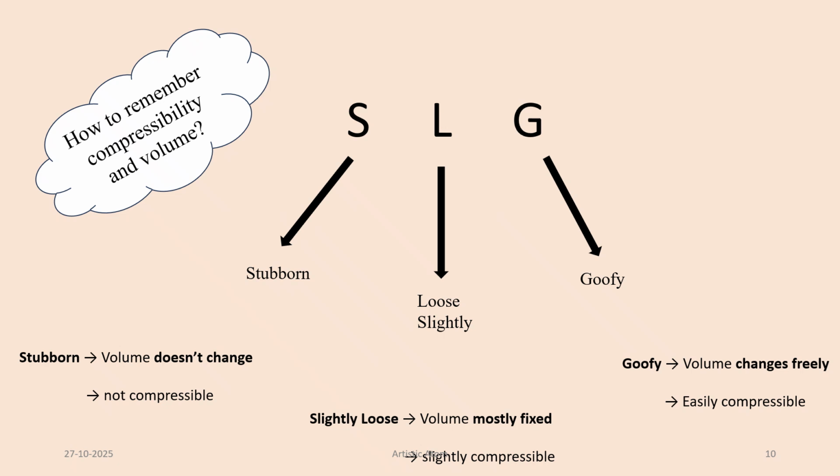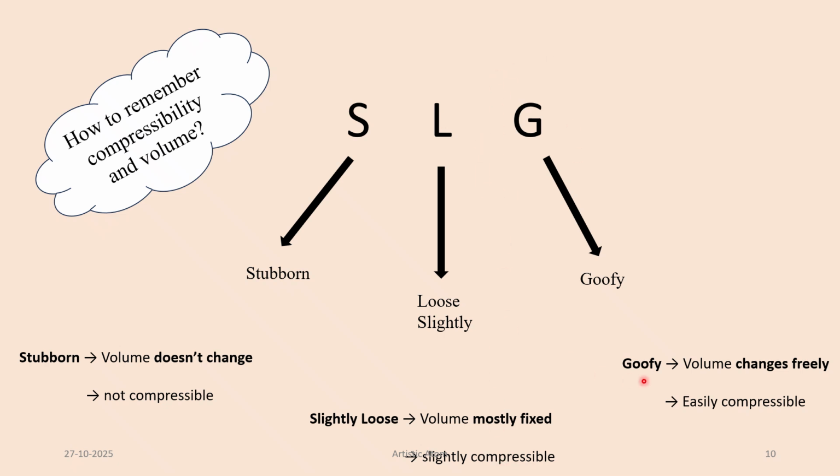S stands for solid, liquid, and gas. When we talk about solids, they are stubborn. So stubborn means they do not change volume. And as they are stubborn, they do not even compress. Next, when we talk about liquids, they are loose slightly. So when I say the term loose slightly, it means the volume is mostly fixed, like a slight change in volume, but not more. So that's why we just ignore that change and say that they have fixed volume. And even they are slightly compressible, but still we ignore that point and we say that they are not compressible.